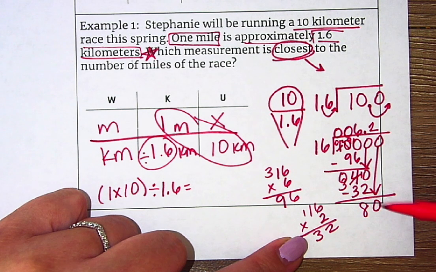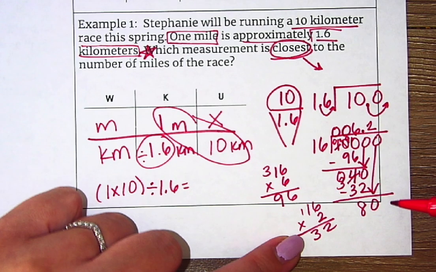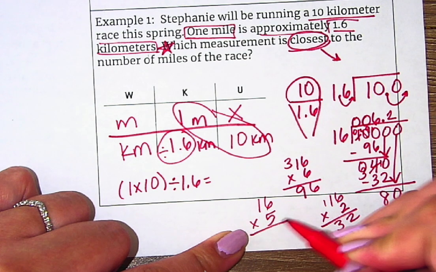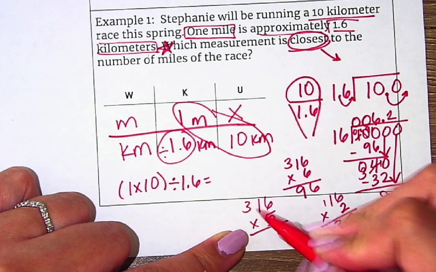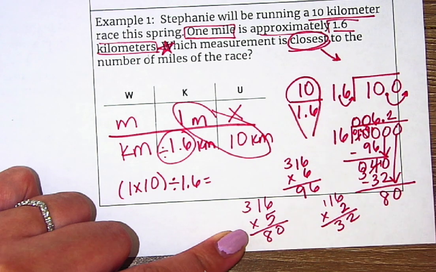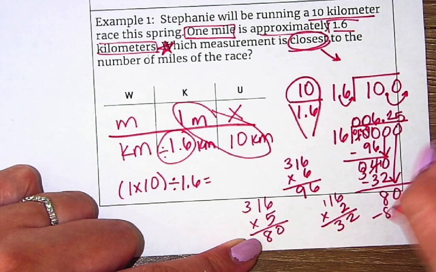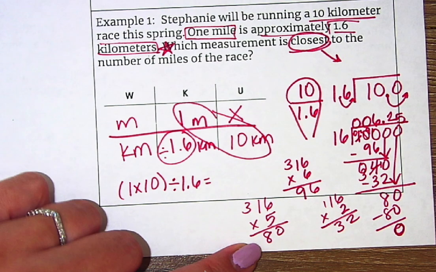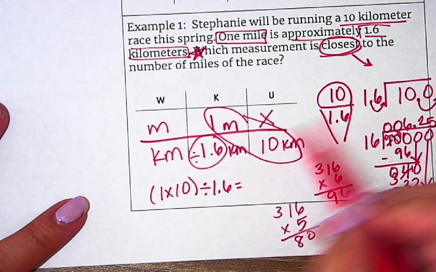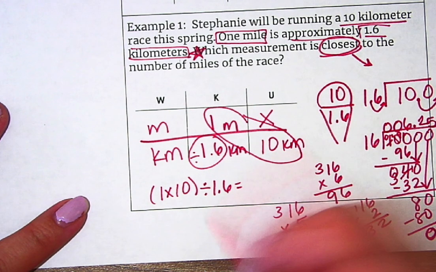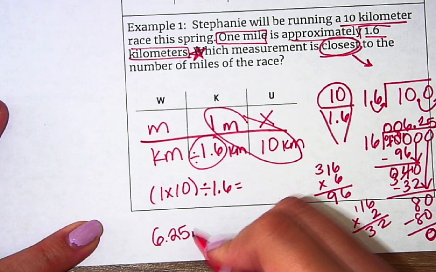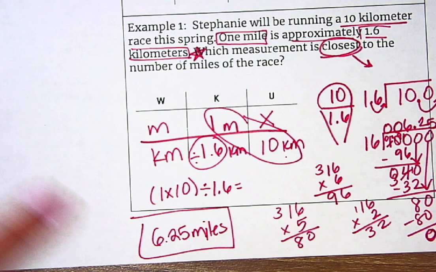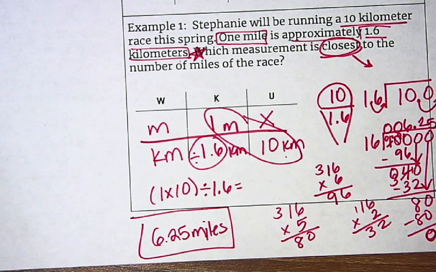Okay, I gotta see how many times 16 goes into 80. So let's go ahead and do our math again on the side. 16 times, let's multiply by 5. 6 times 5 is 30. 5 times 1 is 5, plus 3 is 8. Cool. Minus 80. And I finally got my 0. So that means that she's going to have to run 6.25 miles to reach that 10 kilometers there. Okay? Box your answer. Turn it over on the back.